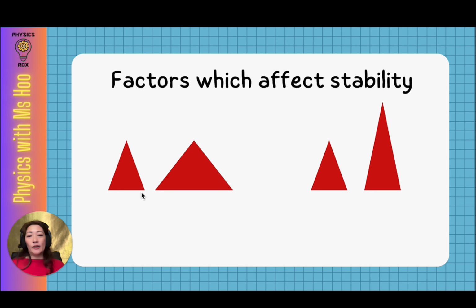On the left side here, you can see that both triangles have the same height, but one has a greater base area than the other. So I want you to think, if you were to try to push these triangles over, which one is more likely to fall over? The one with the smaller area, right? And yes, that's one of the factors. The factor that we're looking at here on the left pair is the base area. So the greater the base area, the more stable the object.